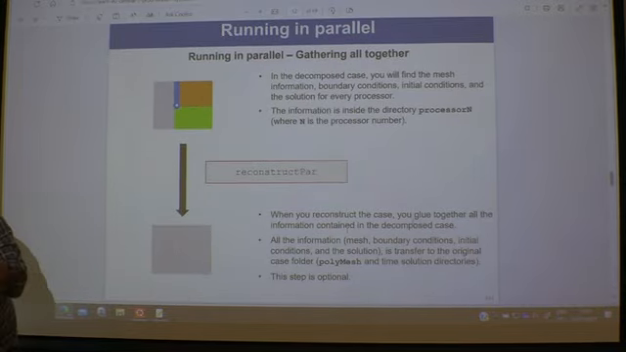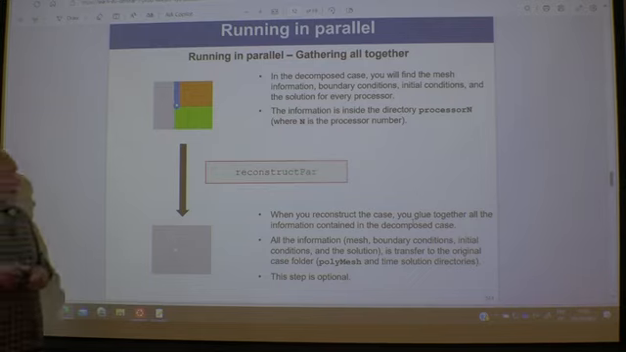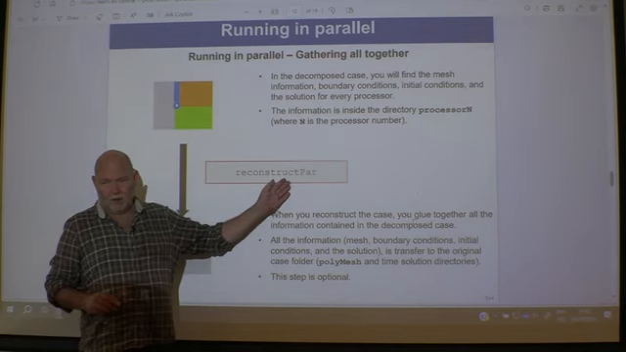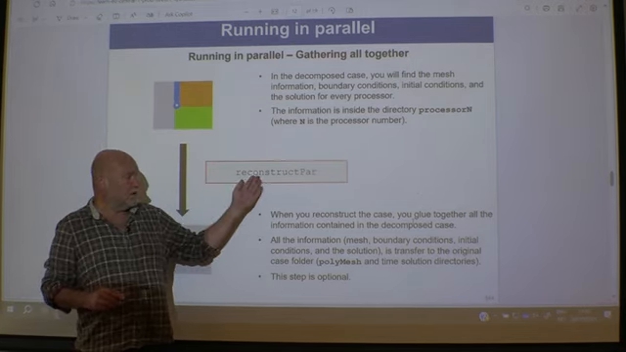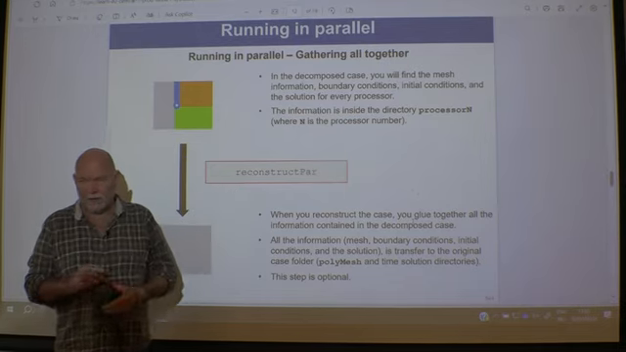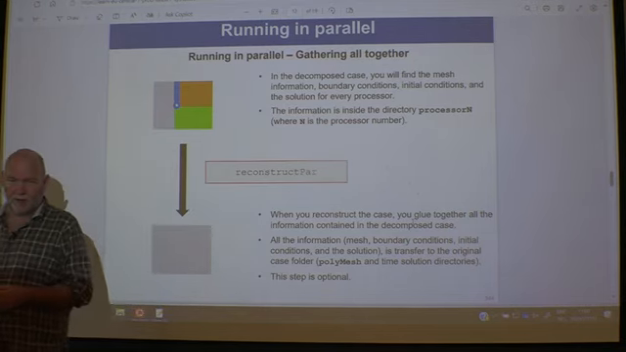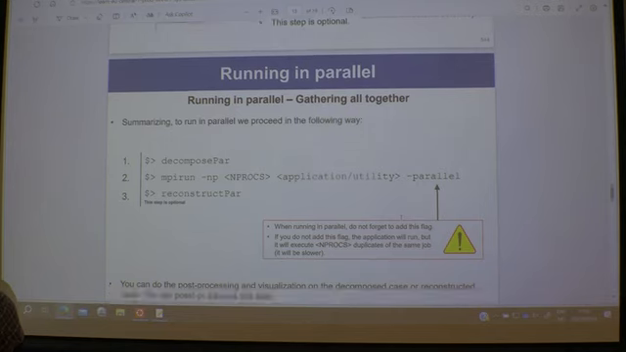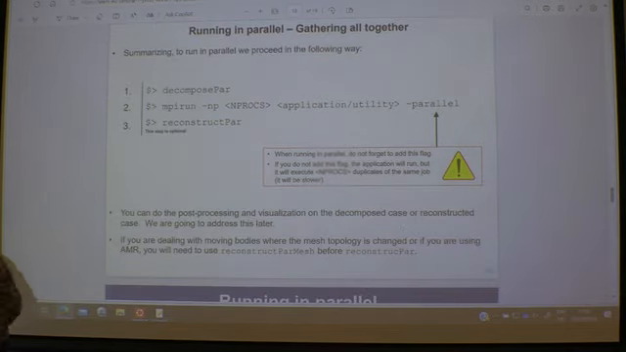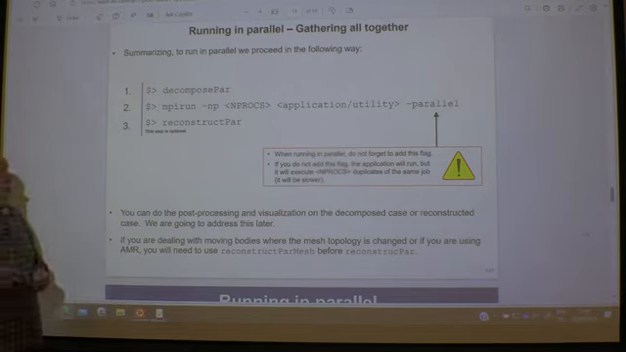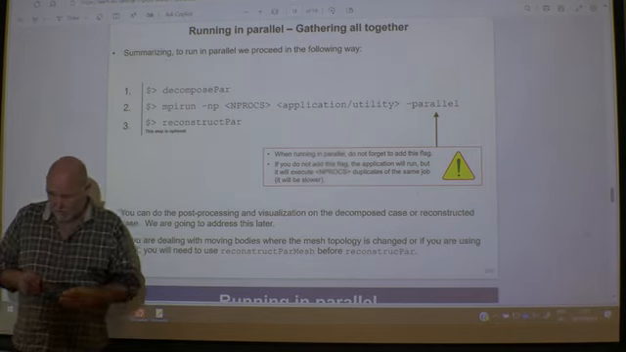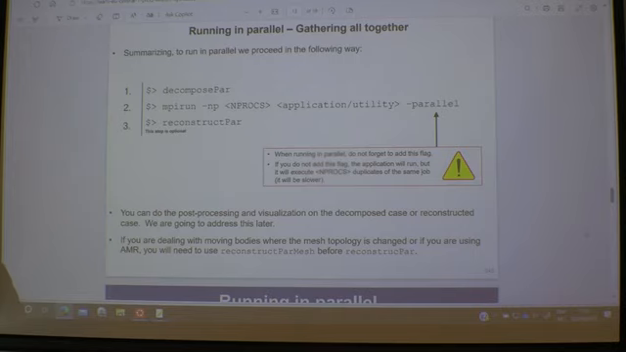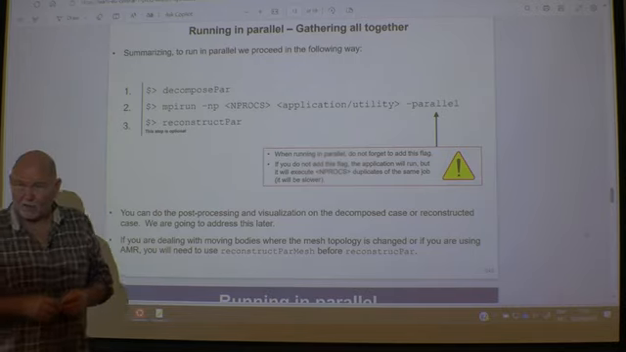And then in the end, you want to glue everything together. This is just one command, reconstructPar. And this one doesn't have any dictionary files or anything, so it doesn't need any input. It can see for itself how many processor folders you have, and then it will glue them together into one. So it's not that many additional steps. So here you have it. decomposePar, then run, and then reconstructPar. So we will have a look at this one as an example after the break. Any questions?